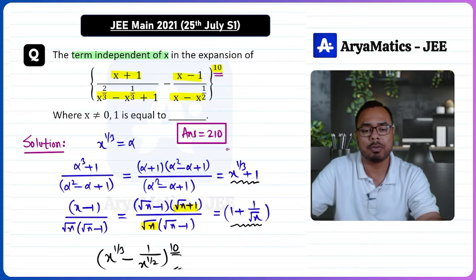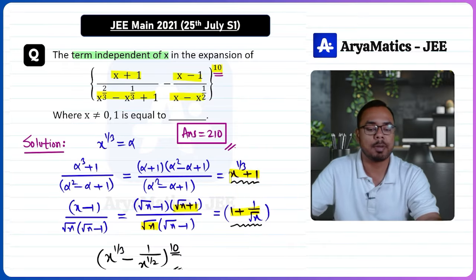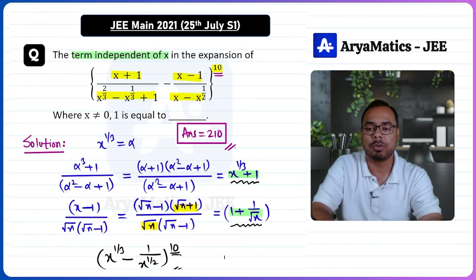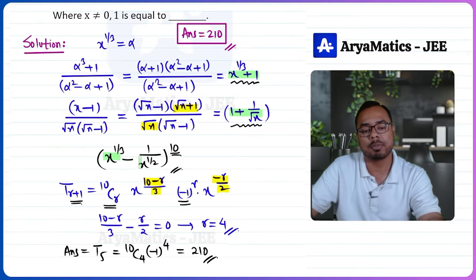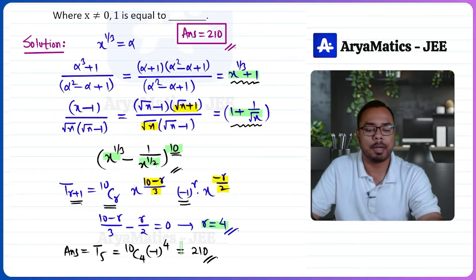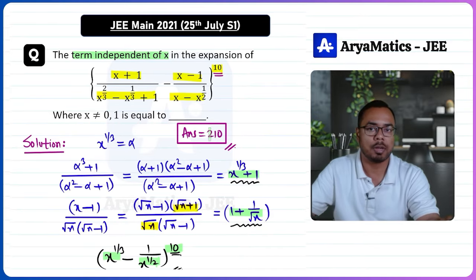And if you see the PYQ, the same question has been asked multiple times, right? In this problem, the important concept was to simplify these two terms. The first term after simplification was x raised to 1/3 plus 1. Similarly, this was the second term. And now when you take the difference of these two, we are left with (x raised to 1/3 minus 1/root x) raised to 10. Write the general term, equate the exponent of x to 0. We got r as 4. So that means the term independent of x will be T5, and the value of that is 210. So the correct answer for this problem is 210.